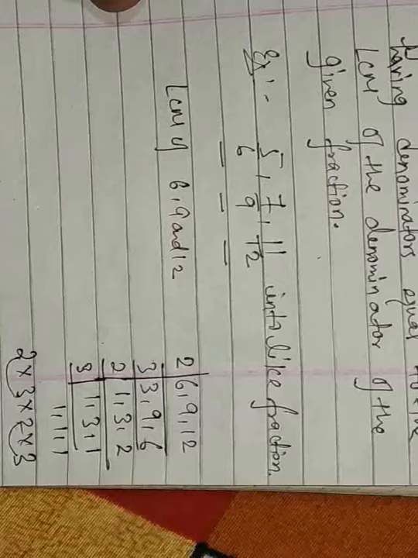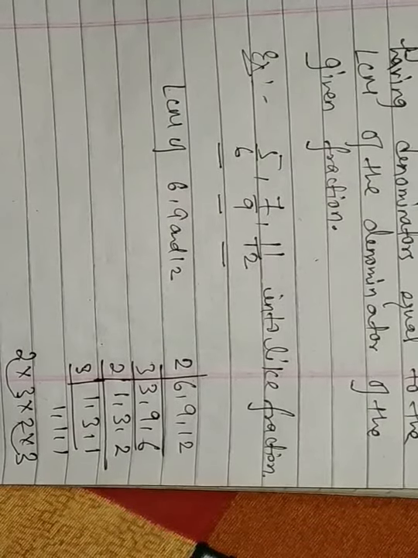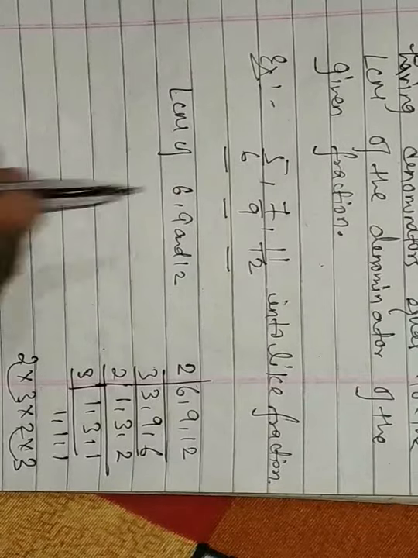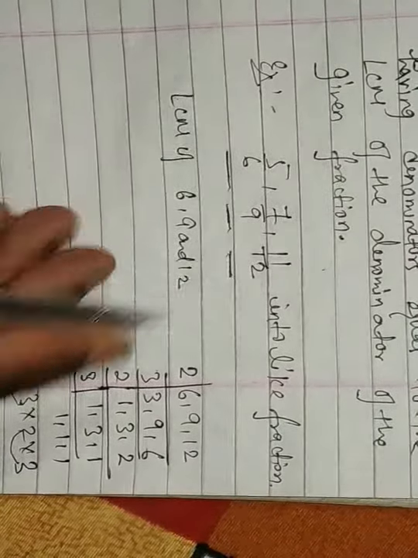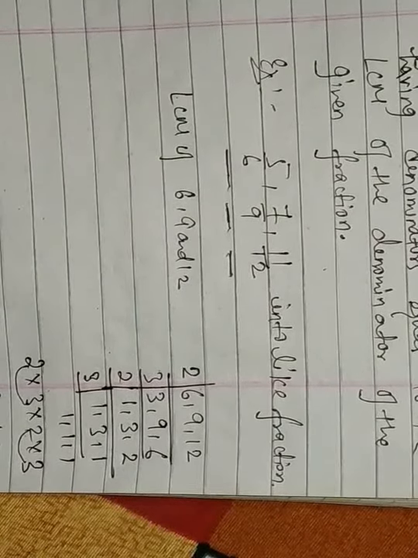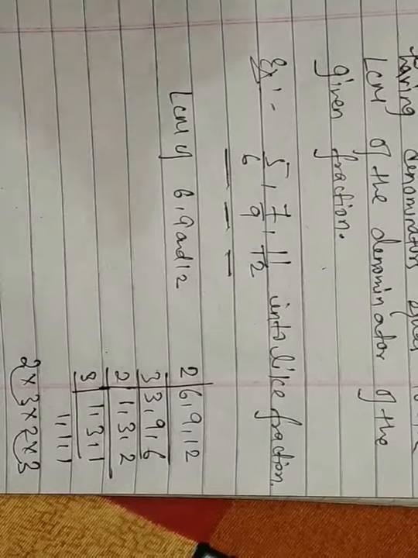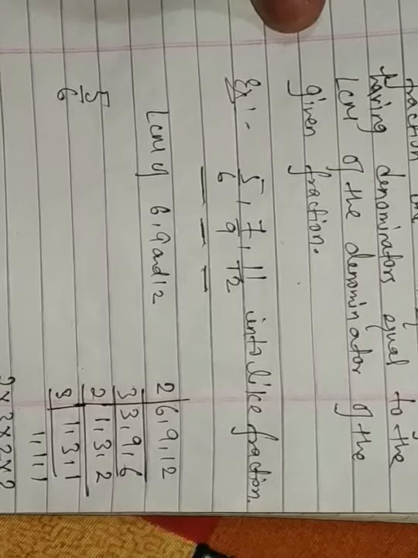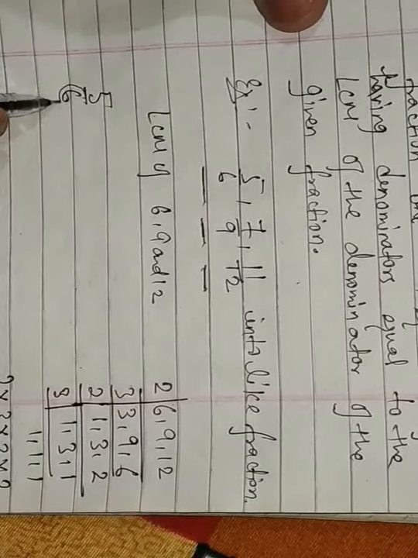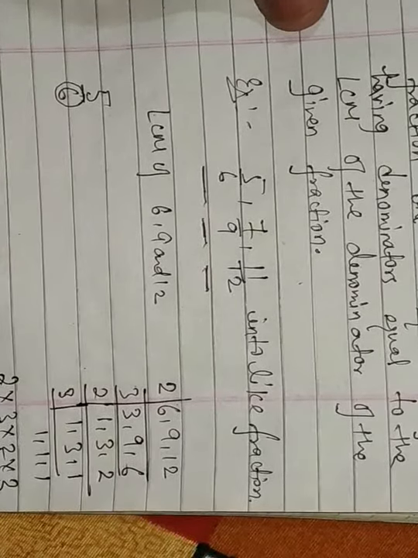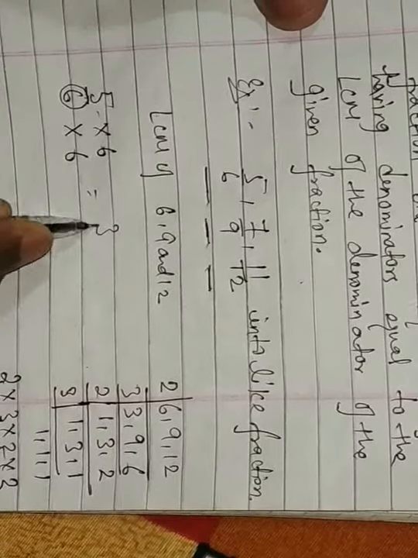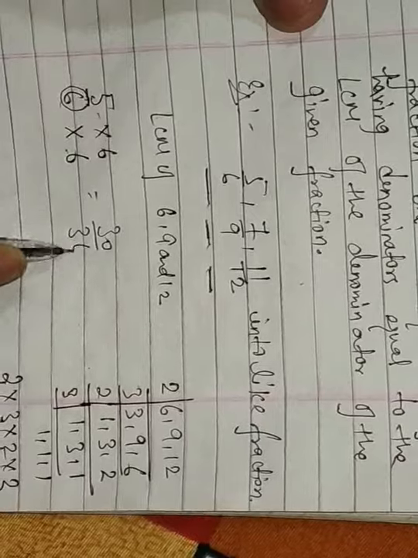We have found the LCM of 6, 9 and 12, and it is 36. So the next step: we will convert these denominators into the LCM, that is 36. So 5 by 6. How can we make this 6 into 36? By multiplying it with 6. 5 6s are 30, 6 6s are 36.